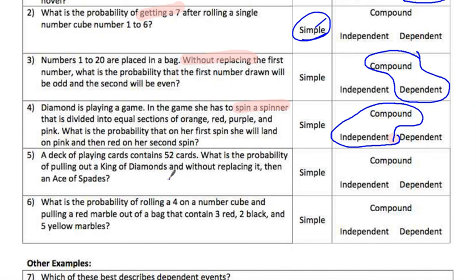A deck of playing cards has 52 cards. What is the probability of pulling a king of diamonds without replacing it and then an ace of spades? Because two things are happening and it says without replacing, this is compound dependent.